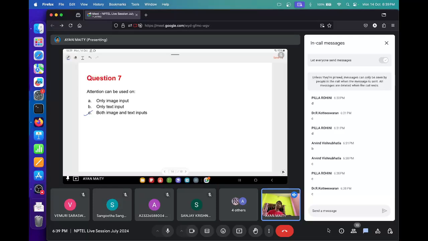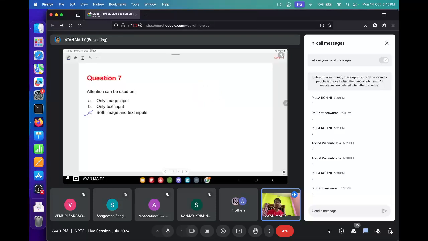Similarly, in case of image inputs, we can also use attention, which is also taught in the video lectures. If this is the image, the image might contain a lot of pixels, a lot of objects, but using attention we can infer which part of the image is more important, whether this part is important, whether this part is important, which part is more important for your task.